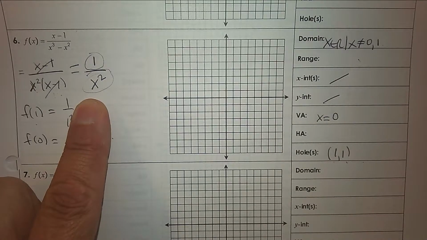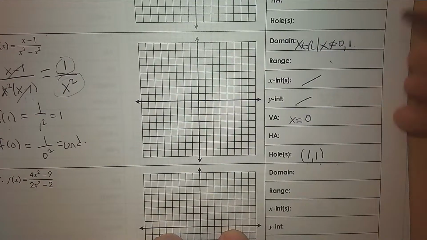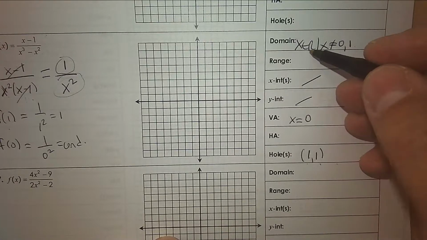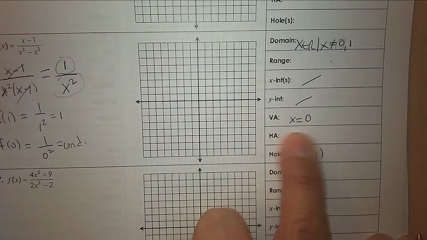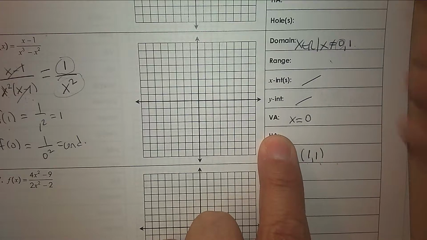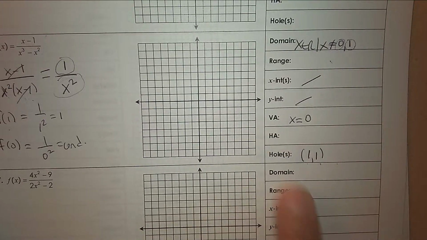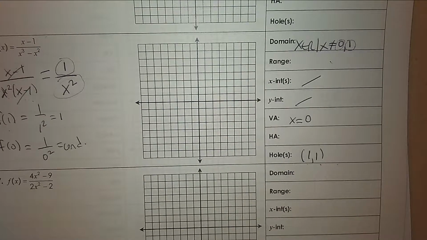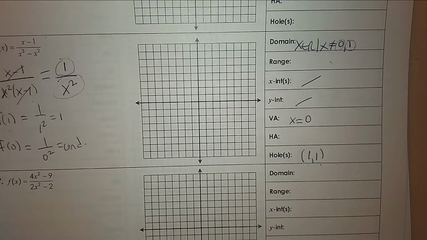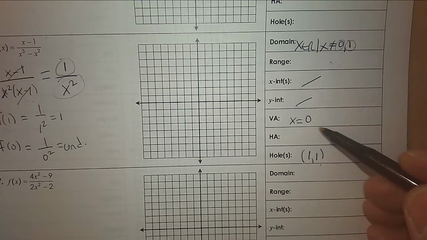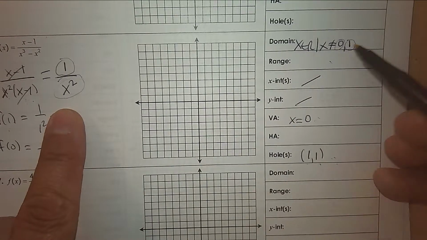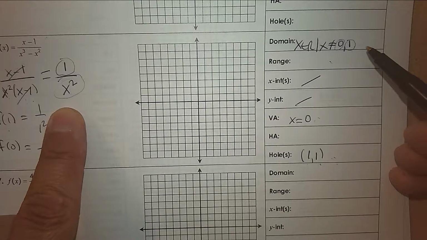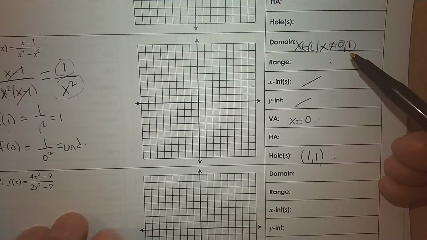so when I look at my domain restriction, x cannot be 0, so what does it create? A vertical asymptote. X cannot be 1, what does it create? A hole. So a domain restriction is either going to create a vertical asymptote or a hole. So when I go back, I make sure I understand each one, right? What remains creates a vertical asymptote. What you're removing creates a hole.